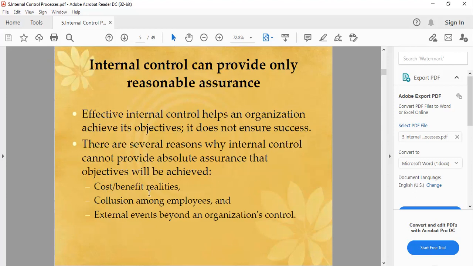There are several reasons why we cannot actually have absolute assurance. First is cost benefit realities. We have to take note that under the cost benefit analysis approach, benefits must exceed the costs, but it's not going to give us 100% assurance. Remember, the terms benefits and costs can include not only the quantitative factors, but also the qualitative factors. Then collusion among employees. Collusion means that one employee works with another for the perpetration or for the commission of fraud or fraudulent transactions in the business.